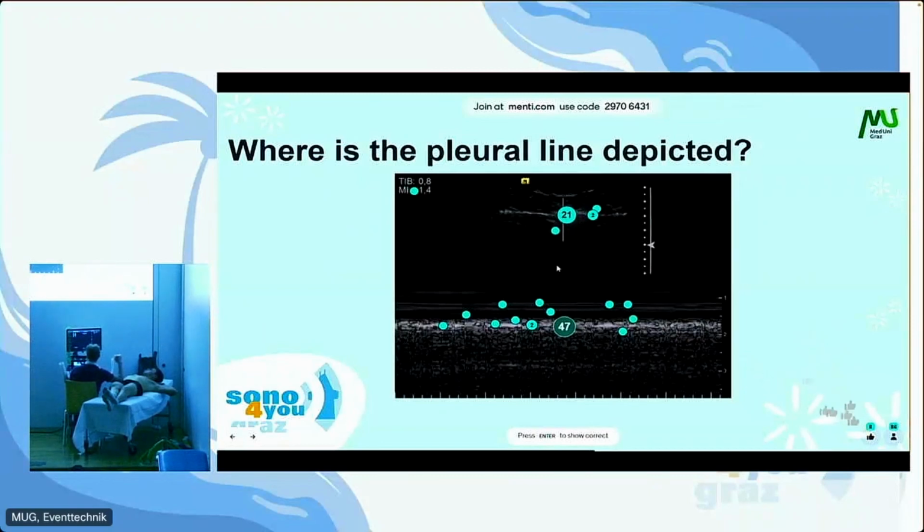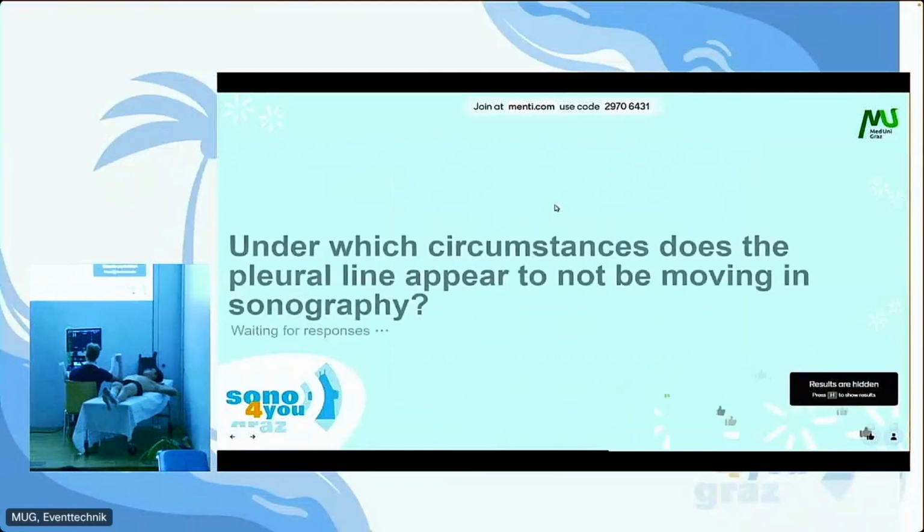It's depicted twice, of course. It's depicted here in the B mode image, and then again in the M mode image, it's this hyperechoic line. These lines, these are a muscle fascia. Really good.